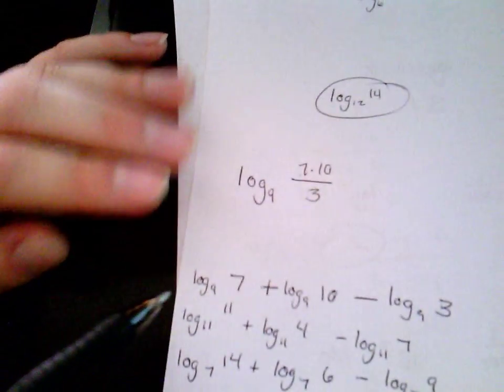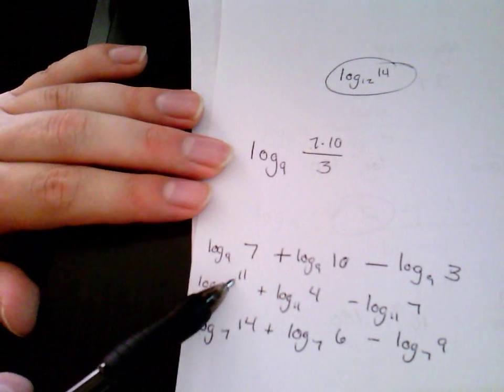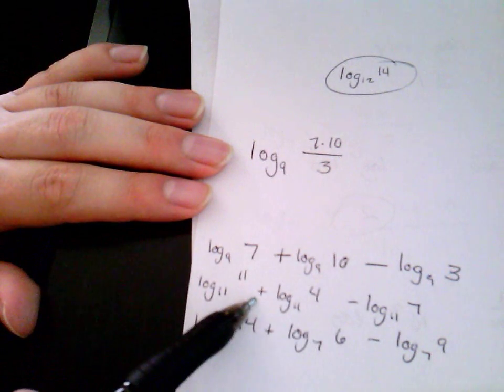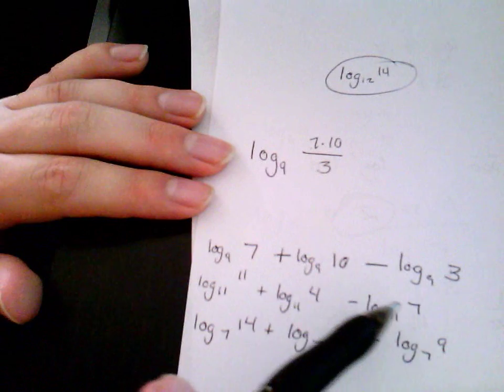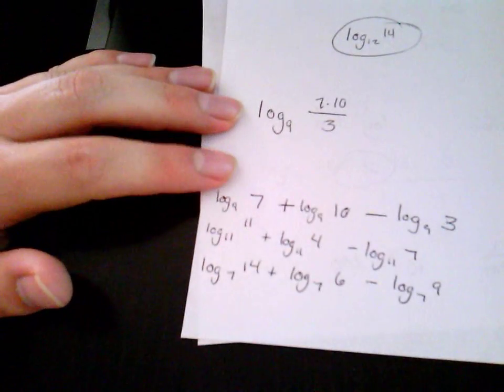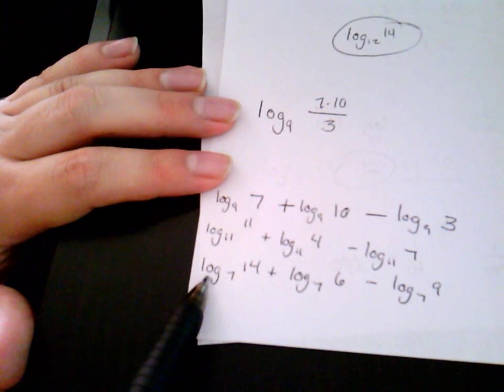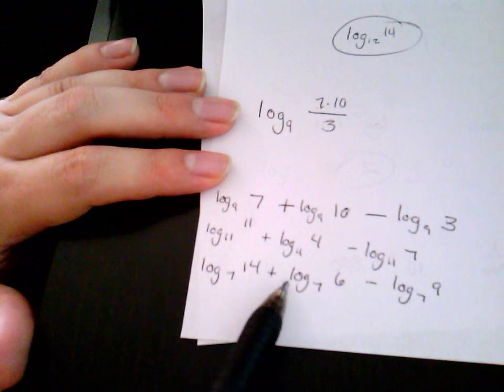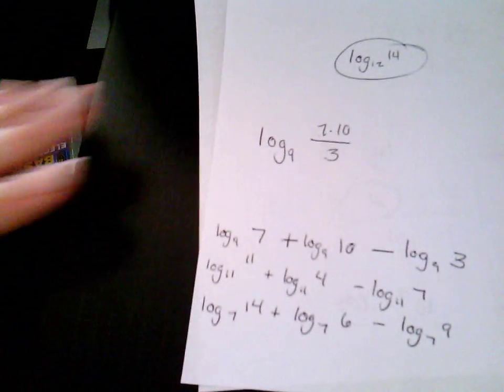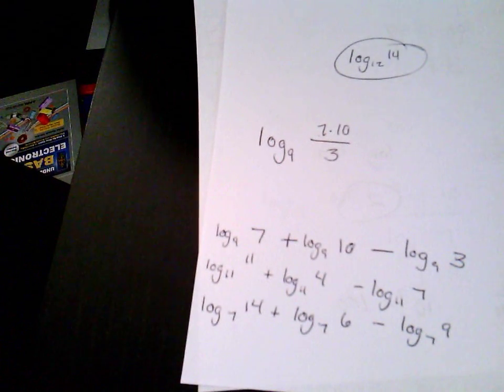Okay? The next one's the same thing. It told you to multiply these two, but all the bases are the same, so we actually are adding. And then it tells you divided by 7, so we just subtracted 7. Last, same thing. Log base 7 of 14 plus log base 7 of 6 minus log base 7 of 9. Same idea.